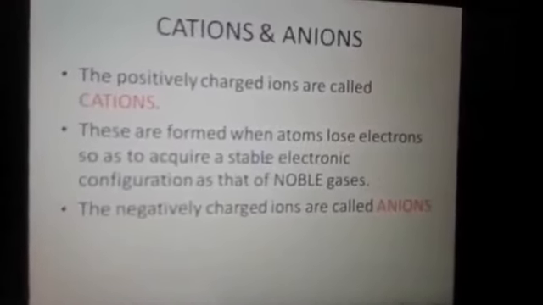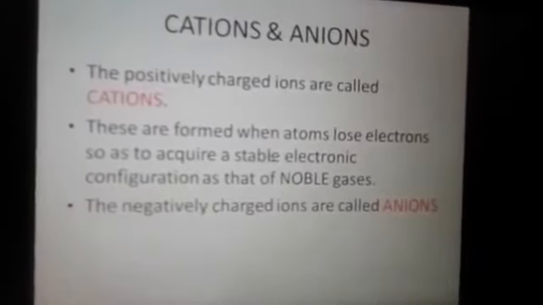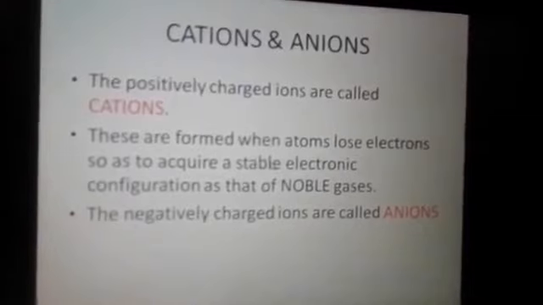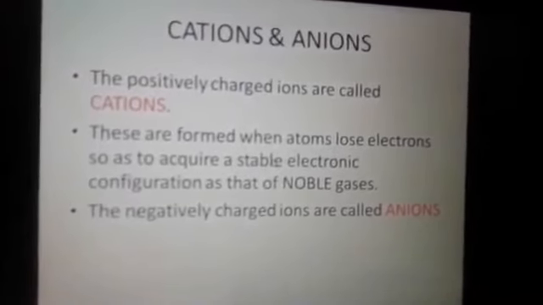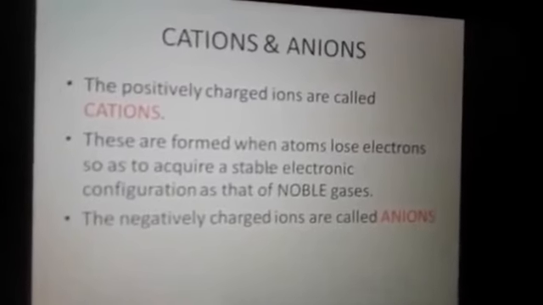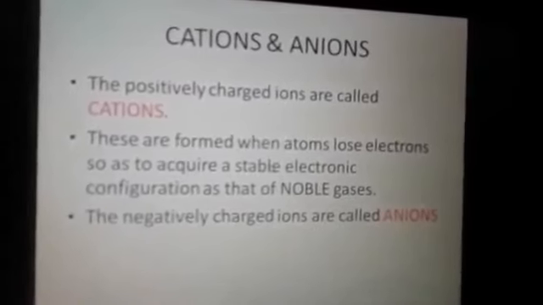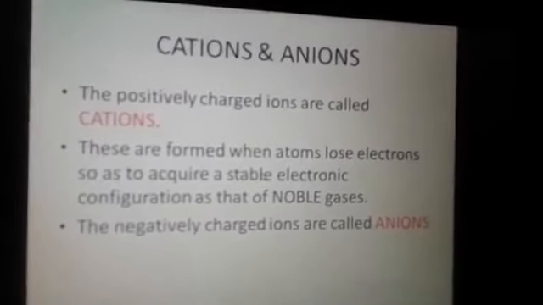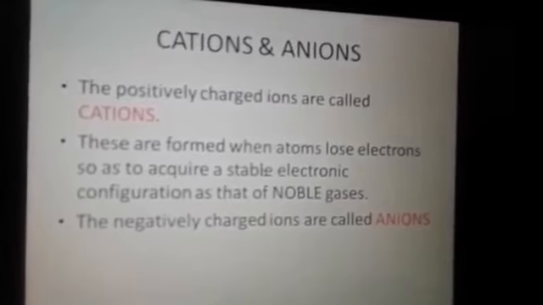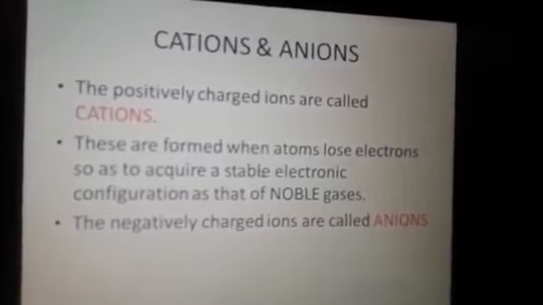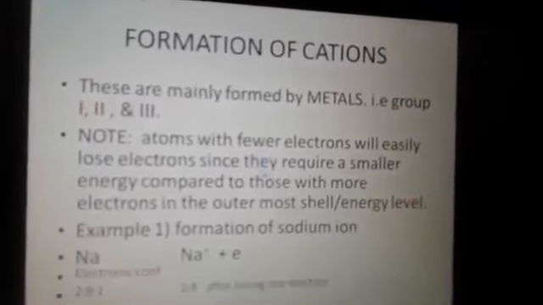The positively charged ions are called cations. They are formed when atoms lose electrons to acquire a stable electronic configuration, that of a noble gas. The negatively charged ions are called anions. And we have said already that those ones are got by gaining electrons to become negatively charged. So that's how we can differentiate between cations and anions.